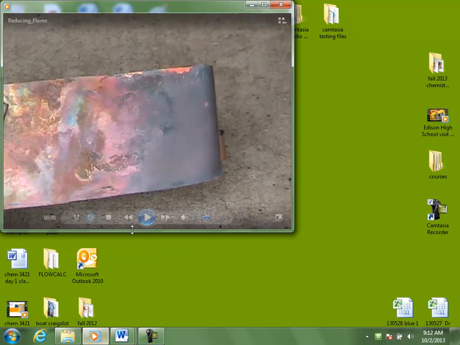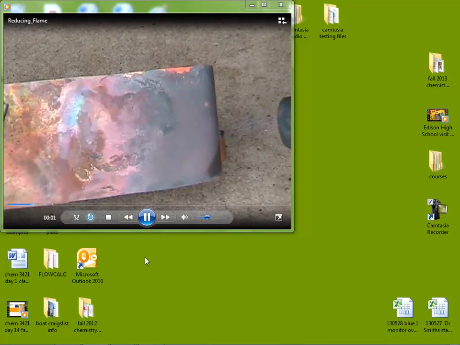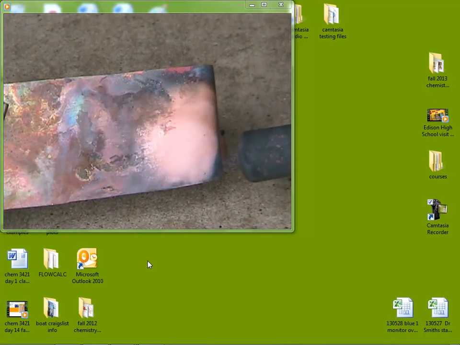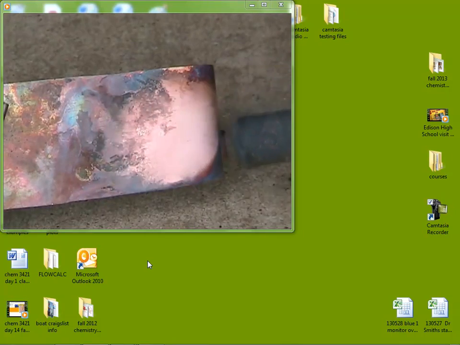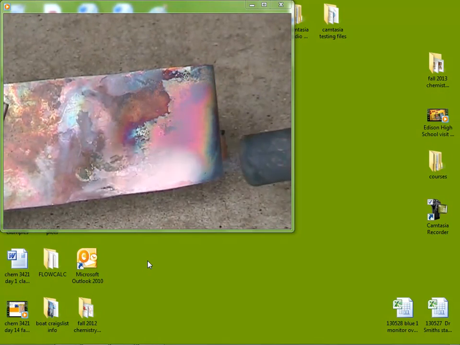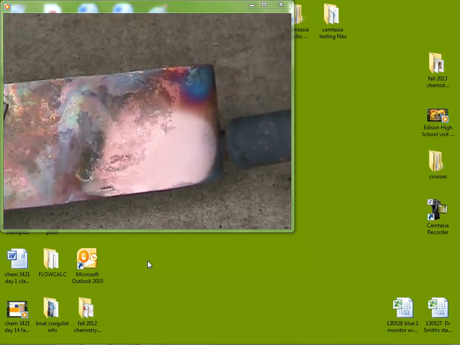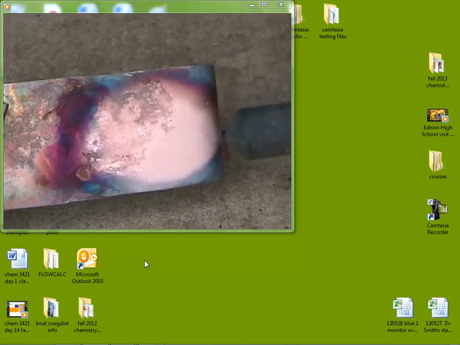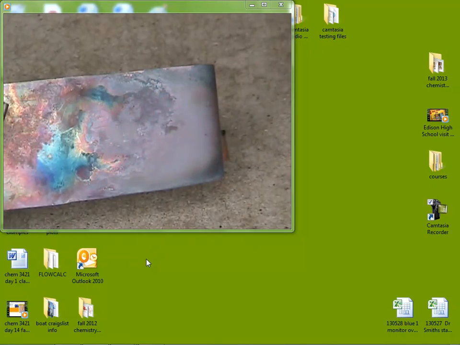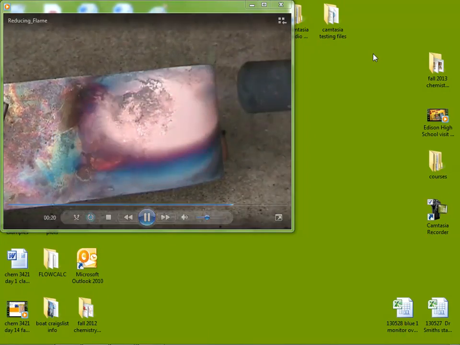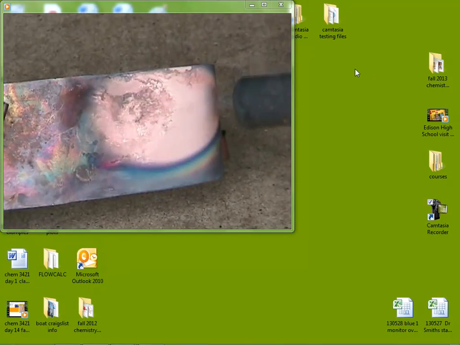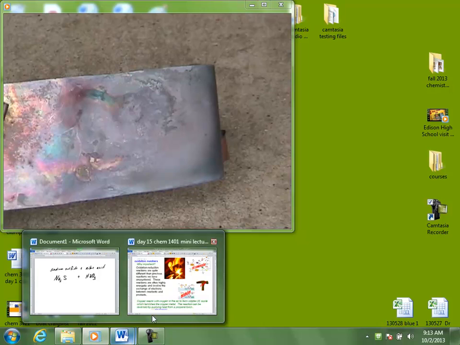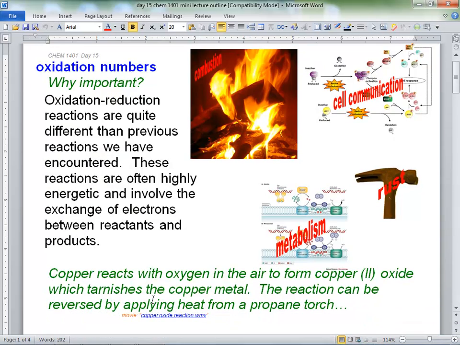Here it is. See, the copper gets all tarnished unless you really heat it up. It gets all shiny again. But once you remove the heat, the oxidation reduction reaction with oxygen in the air and copper, it tarnishes. So by just knowing that's an oxidation reduction reaction, it helps you to prevent tarnishing or to control it.